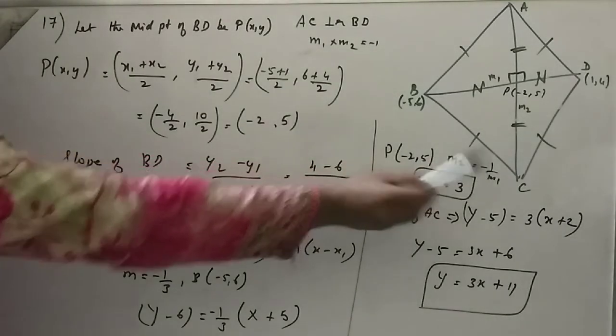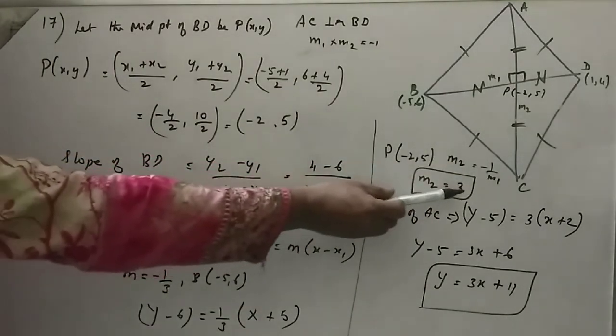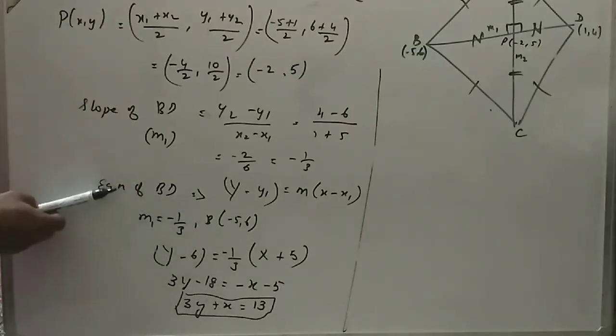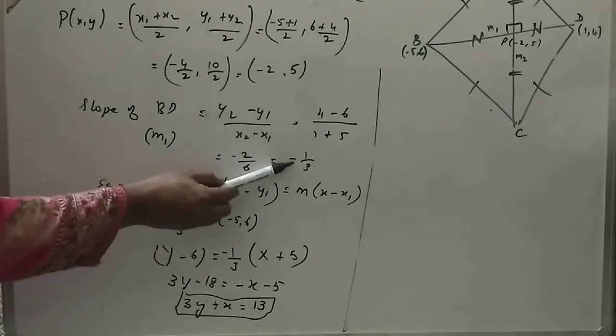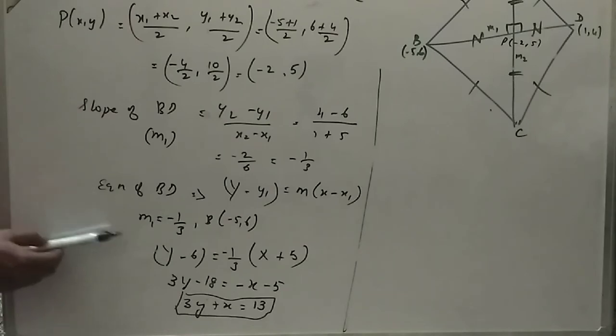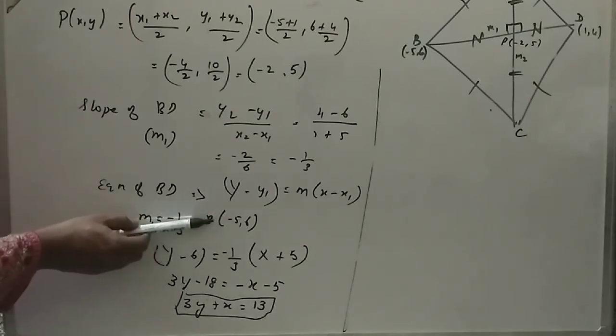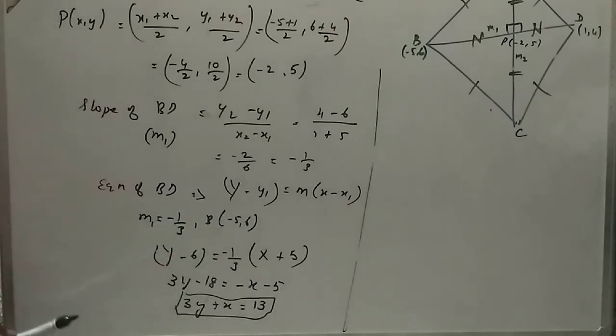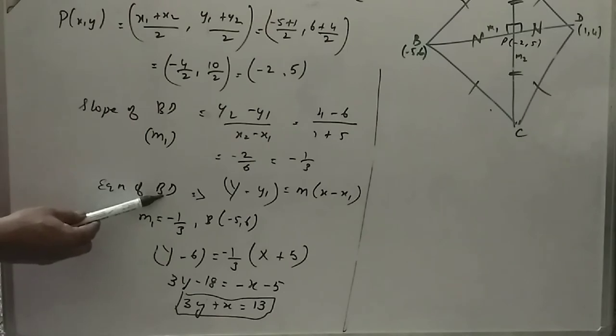Minus 1 upon M1, so you get M2 is equal to 3. Now, we have to find the equation of the line BD. We know the slope is minus 1 upon 3, and the vertex or point B is minus 5, 6, which we have taken. Using these two, you have to find the equation of the line BD.